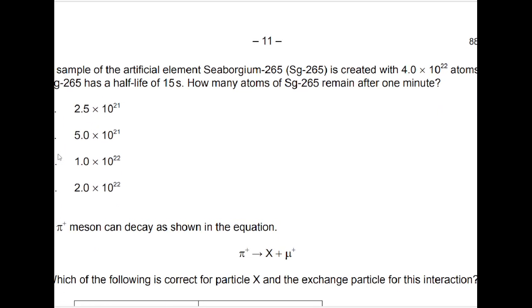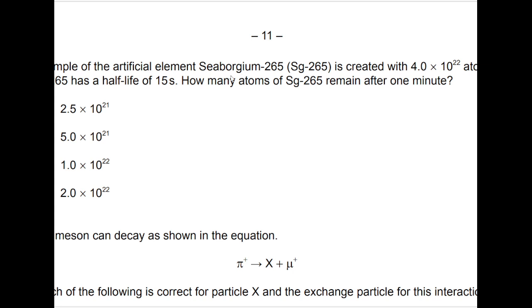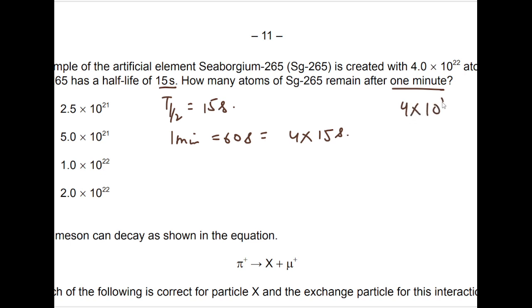Question number 19 says a sample of an artificial element has this many atoms, and it has a half-life of 15 seconds. They're asking how many atoms will be remaining after 1 minute. So 1 minute is 60 seconds, or I can say it's 4 times 15 seconds. That means 4 half-lives.